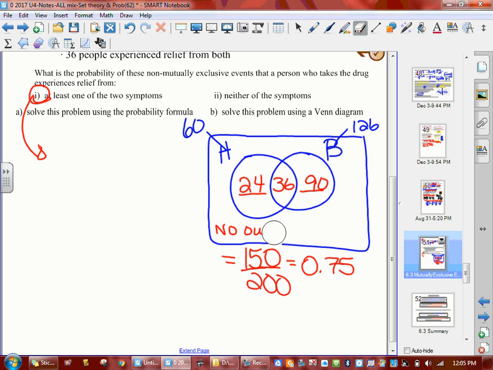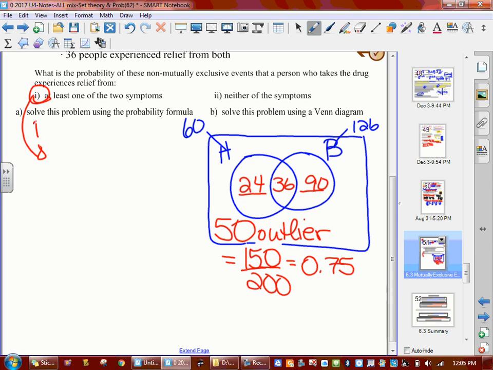I was incorrect when I said there's no outlier. Only 150 people, and they surveyed 200. That means 50 is the outlier. Pardon me there. Okay, so now we're talking about doing the exact same thing with the probability formula.